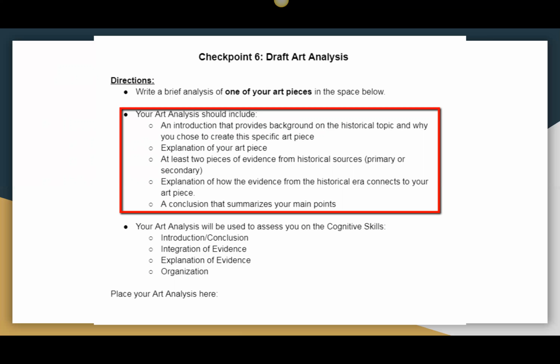What is it? Why did you choose to do that? What's going on? If you drew something, make sure you are really explaining what you drew. You want to have at least 2 pieces of evidence from the historical sources that were in those checkpoints. You want to have an explanation of how the evidence from the historical era connects to your art piece. And then also a conclusion that summarizes your main points.